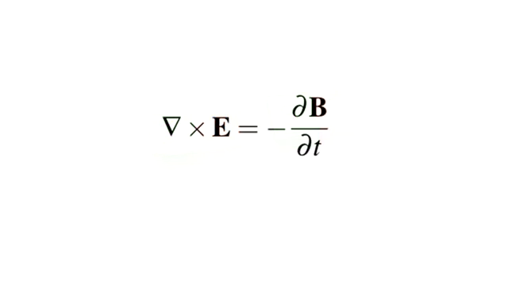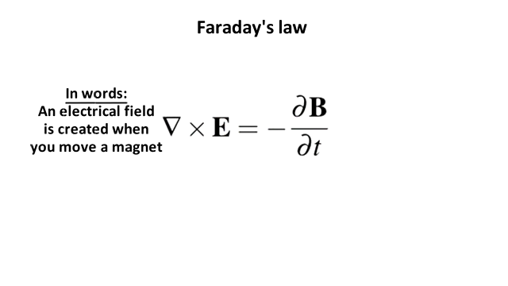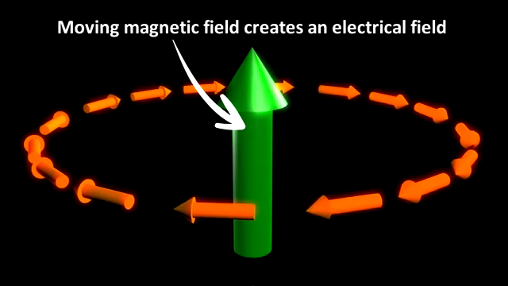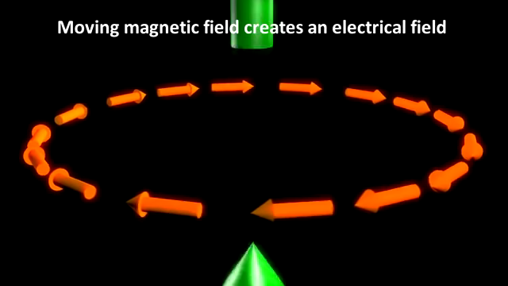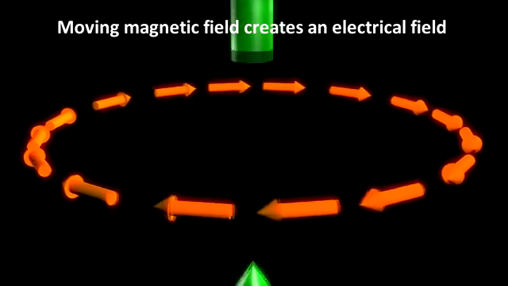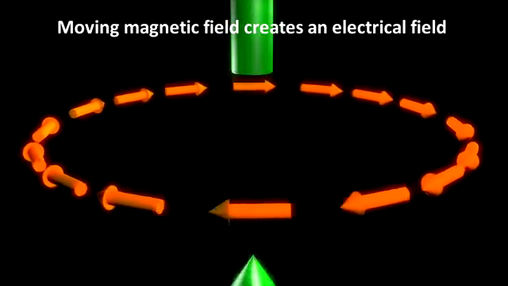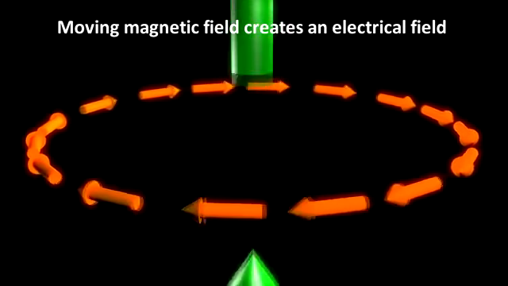The third equation is called Faraday's law. This law basically says that if you move a magnet, you will create an electrical field. In other words, if you change the magnetic field with time, it creates an electrical field. What does it mean to create an electrical field? It just means that if you put a charge there, it will be affected, it will be accelerated.